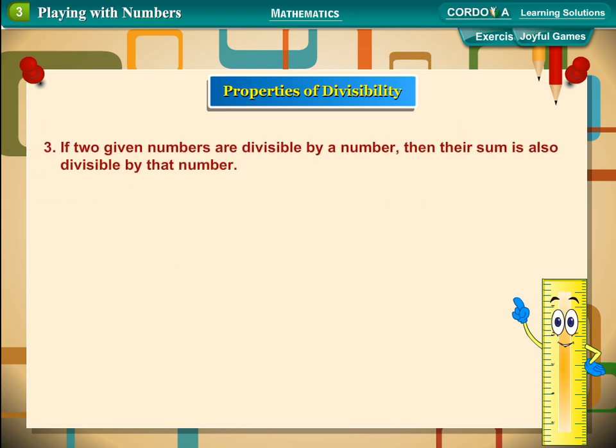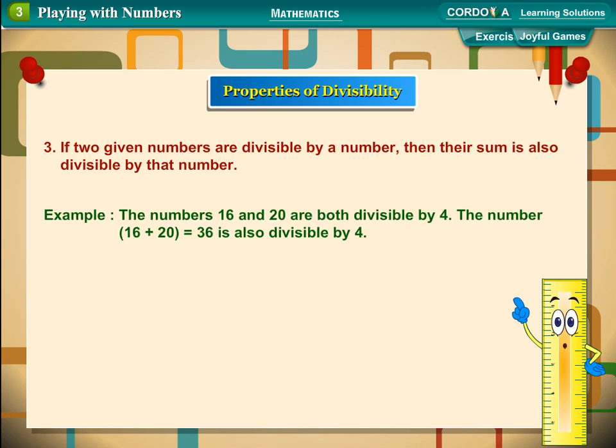If two given numbers are divisible by a number, then their sum is also divisible by that number. Example, the numbers 16 and 20 are both divisible by 4. The number 16 plus 20 is equal to 36, which is also divisible by 4.